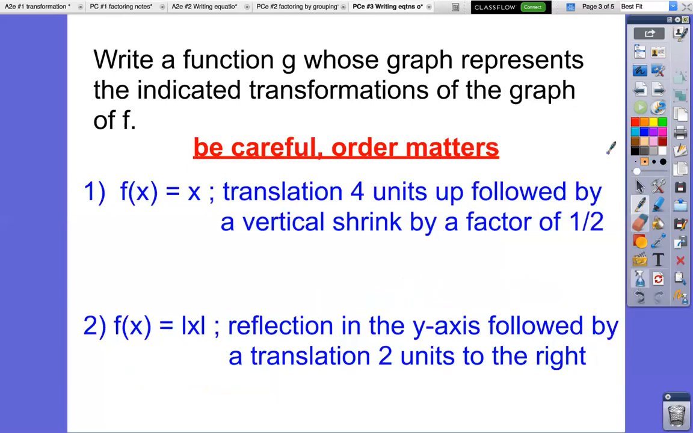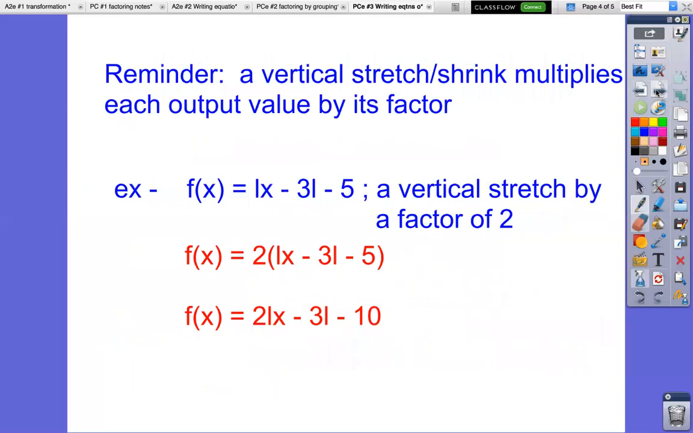Okay. The last thing that we are doing is talking about this. So we just talked about how the order matters. Reminder, a vertical stretch or shrink, it multiplies each output value by its factor. All right, so if you guys ever find yourself getting confused, you can always make a table. By the way, we haven't really talked about this, so let's have a quick check real quick. But if this is my function, what's this x minus 3? What's this really doing?